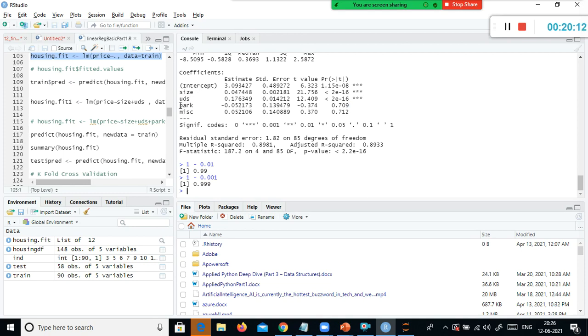Though I included all the features, which is nothing but Park and MISC, my R squared value went up to 0.8981, which is more than this one, right? Blindly, whether you include a feature which has predictive power or not, the R squared value will get increased. Whereas the adjusted R squared is lesser than this one. So always adjusted R squared will be lesser than your R squared value most of the time.